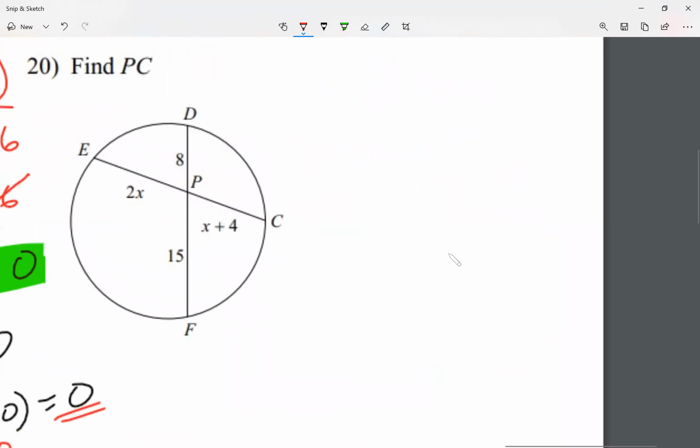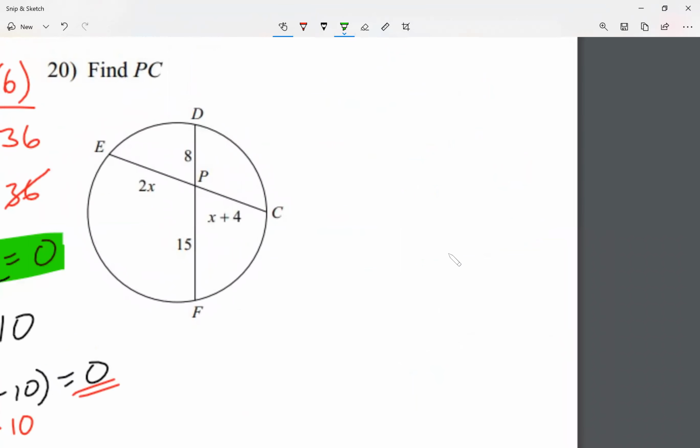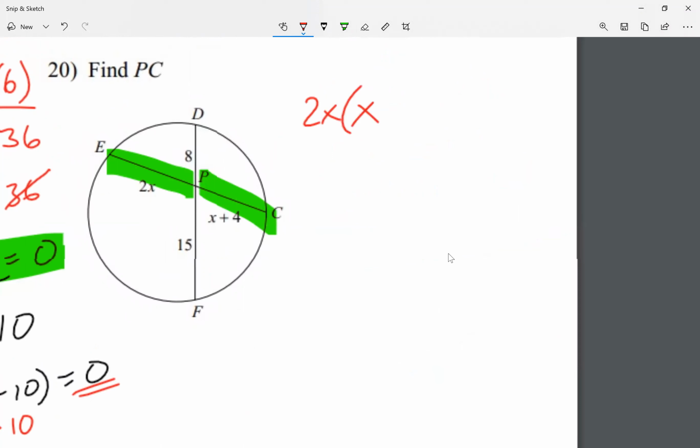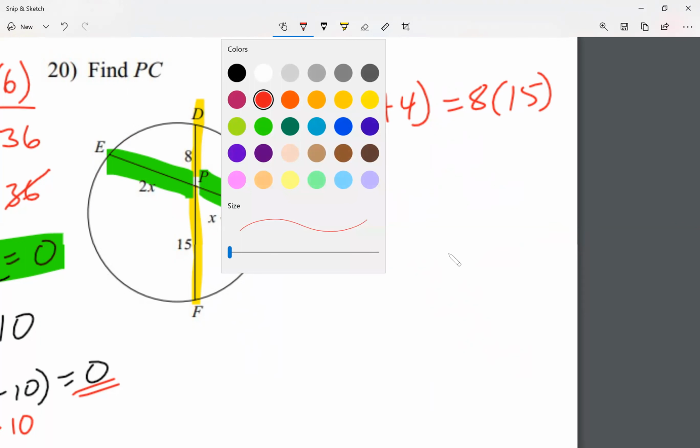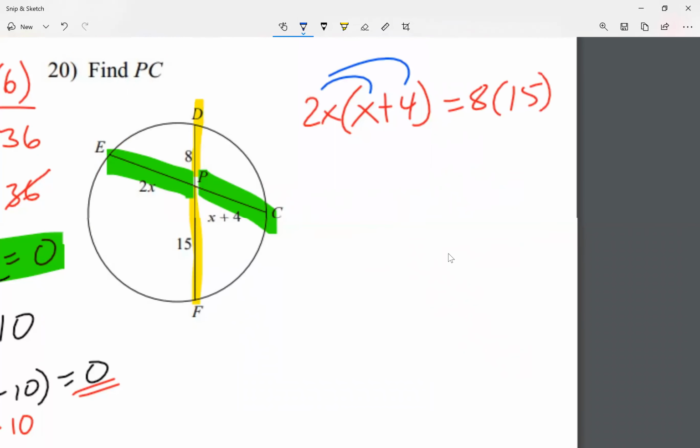All right, so let's do question number 20. My first chord, I'm thinking these two parts. I'm going to multiply 2x times x plus 4. My other chord, I'm thinking 8 times 15. So I have, let me distribute the 2x. That gives me 2x squared plus 8x. Now, 8 times 15 is 120.